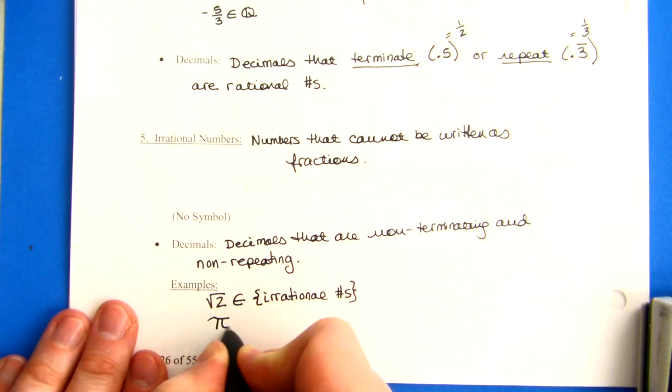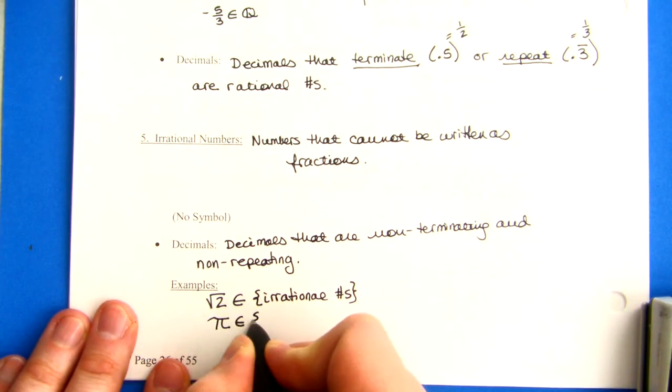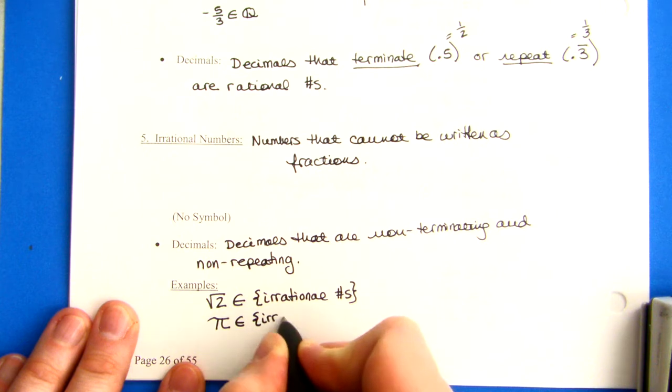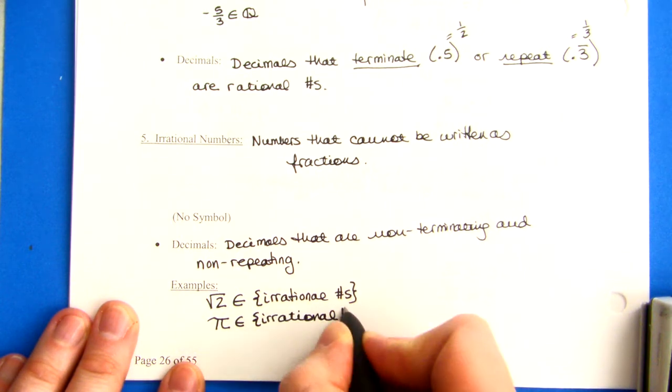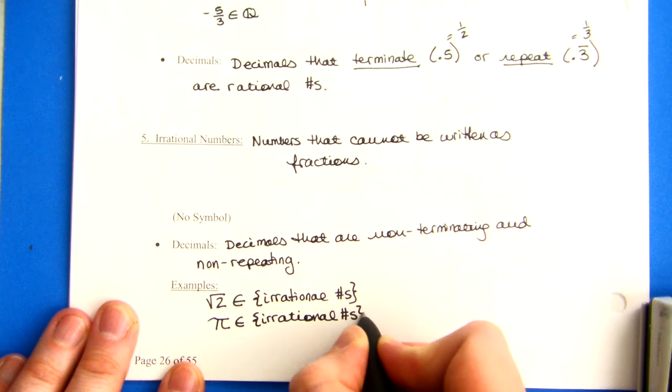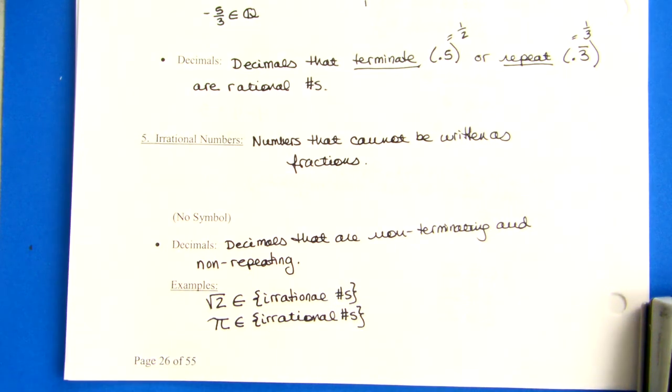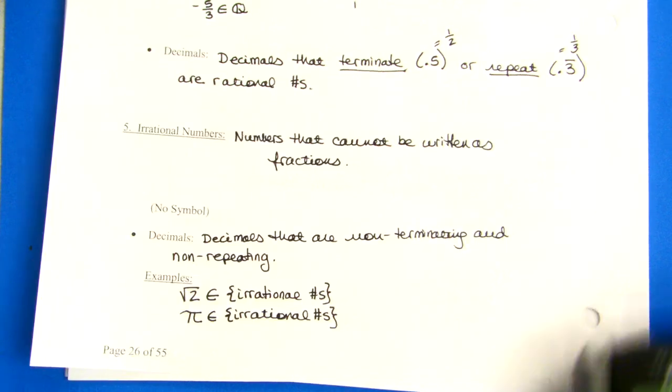Pi, probably the most famous example of an irrational number. Pi is an irrational number. Pi is in our set of irrational numbers. Get all that copied down, please. And then we're going to head over to page 30.